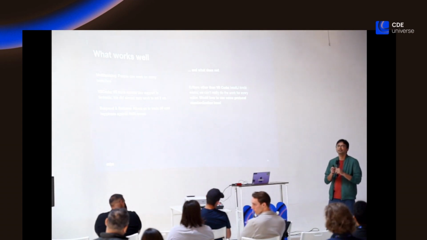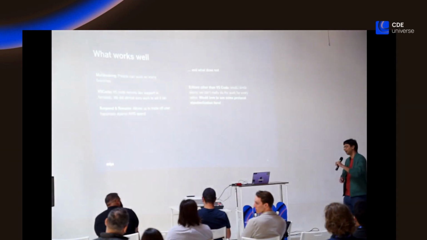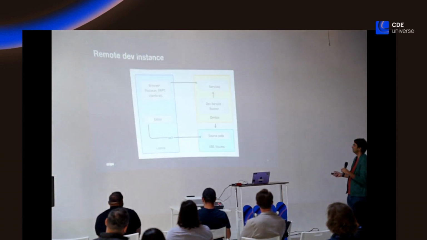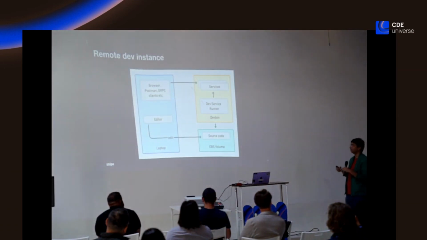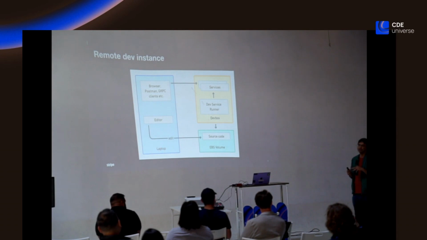So, sorry, what's the... Yes, good question. What stops developers from switching branches in this model? Nothing. They can SSH, they do, and they can run whatever Git commands they want. We're not preventing them at all.